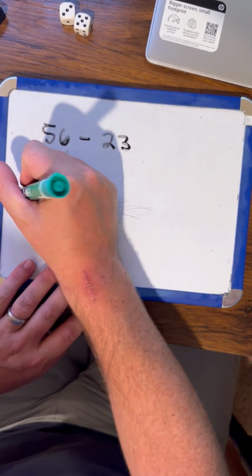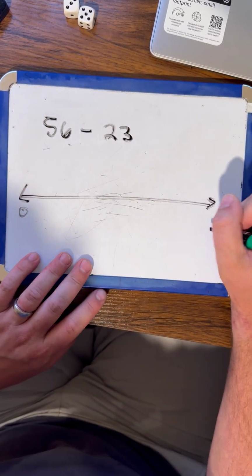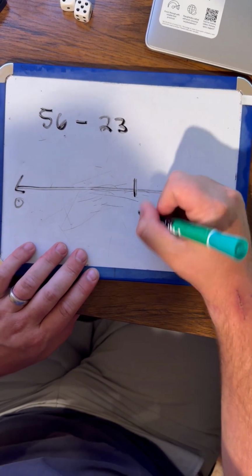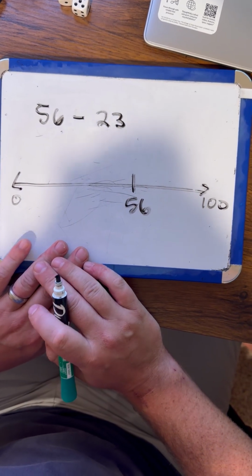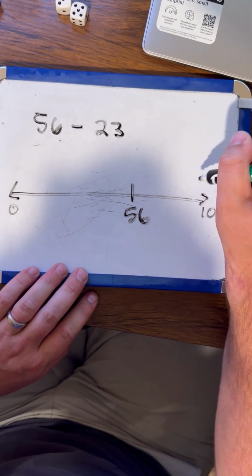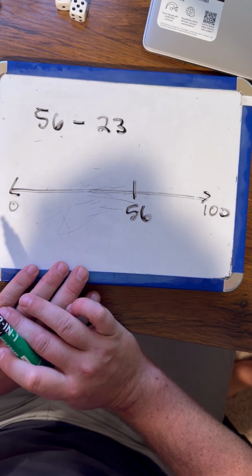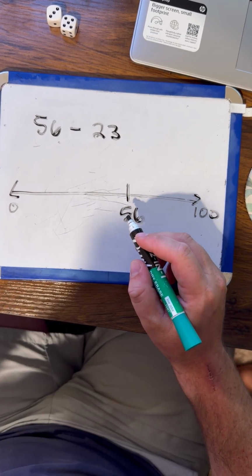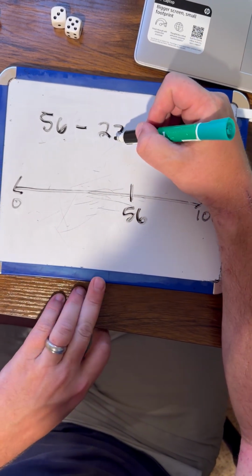And again, now we're going to use our number line. We're going to put 0, and we're going to put 100. We know we're starting with 56, so let's put our 56 on there. Now, if we're subtracting, are we going to go forward or backwards on the number line? Exactly, we're going to move backwards because we're taking away. The same strategy as before, we're going to look in our tens column of what we're taking away.